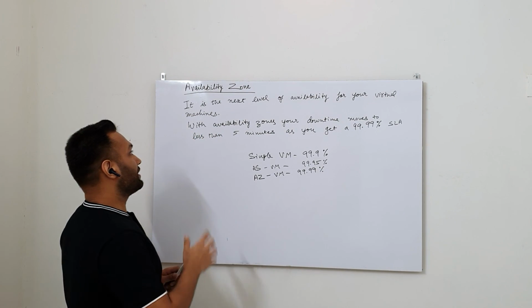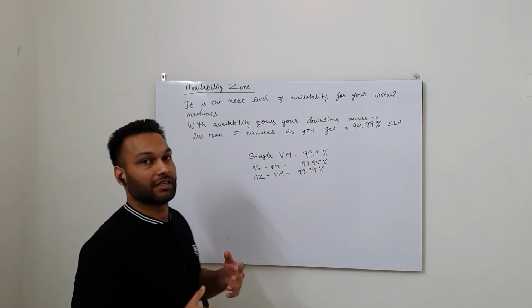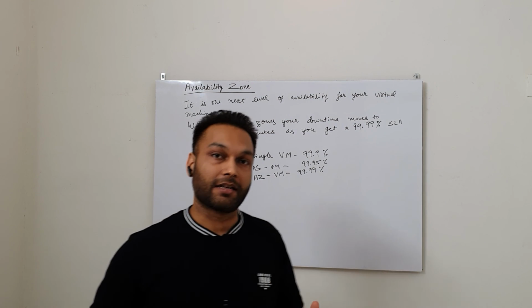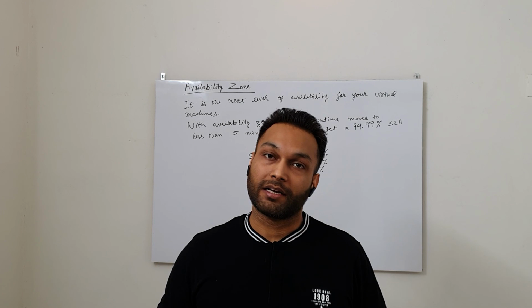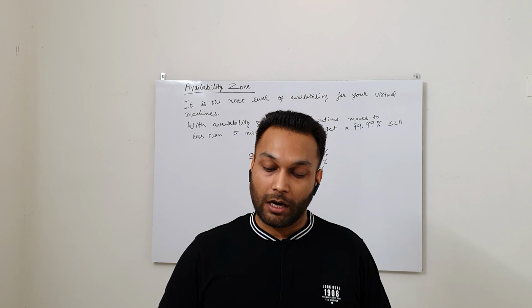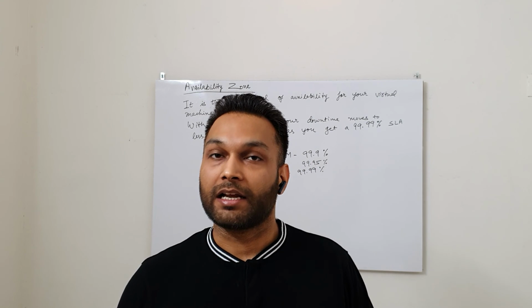So availability zone is where I'm creating virtual machines in different regions, in different data centers, so that if one data center is down, another one is already running and I can continue using my services. So this is how we differentiate between availability set and availability zone.